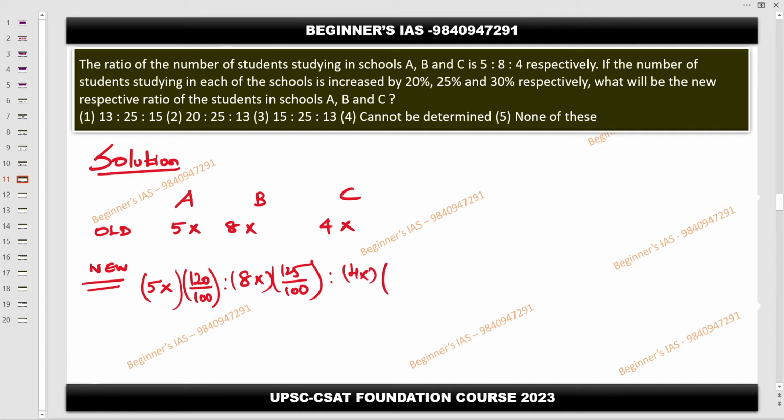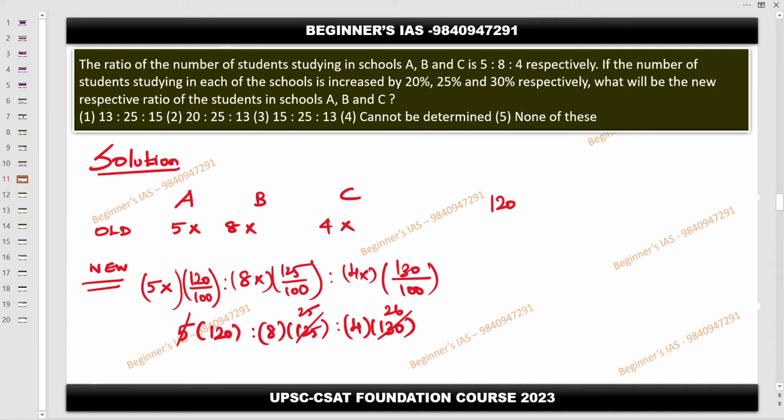See, yeah. Okay. So 100 cancel, then XX cancel, then 5 into 120, 8 into 125, 4 into 130. Which table? 5 table. Here 5, 25. Here 26. Then 4 table, sir. That itself 4 table. 1 4 is 4.